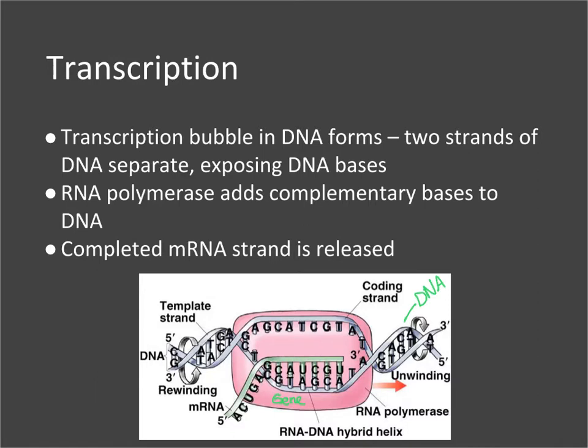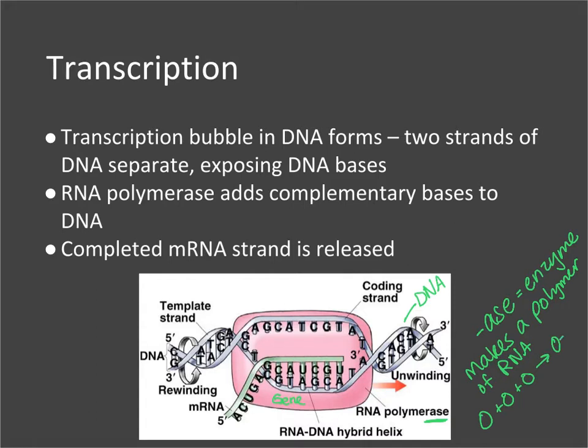And so there is an enzyme, RNA polymerase, and if you look at the word RNA polymerase, it tells you what it does. Remember that ending of -ase means that it's an enzyme. And it's an enzyme that makes a polymer of RNA. So it's taking those nucleotide monomers and putting them together in order to form a polymer, which is a longer, bigger strand of RNA.